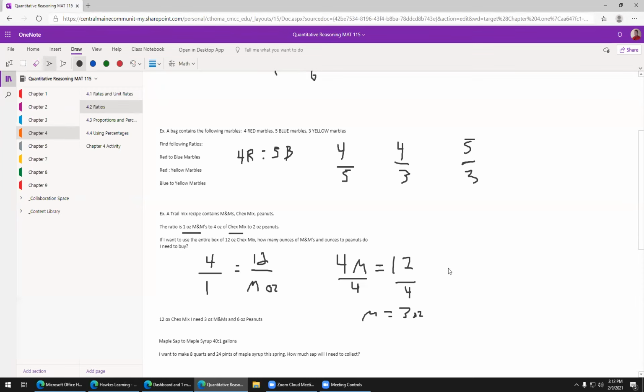Just a quick question. Why did you put Chex Mix on top when M&Ms came first? You could have done that. I guess just because I just put the 2 there, but it doesn't matter when we're in ratios because the units are the same. So say I did it the other way, with M&Ms on top. So 1 to 4 over M to 12. Then I still get the same thing when I cross multiply, back to 4M equals 12. That's the cool thing, because we're just looking for the same measurement, we know it's going to be ounces. You will get the same answer.